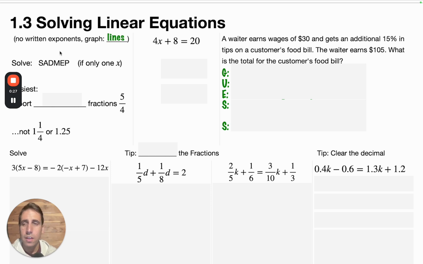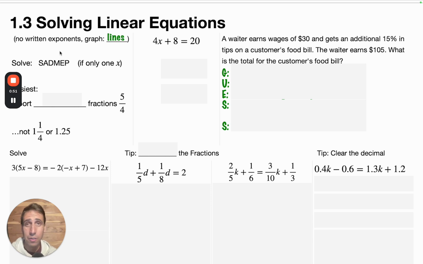line. The way we're going to solve linear equations is through SADMAP. First, you undo subtraction and addition, then you undo multiplication and division, then you undo an exponent, and then you do a parentheses. This works really well if you only see one variable in one instance in the entire equation, as you'll see in plenty of these.